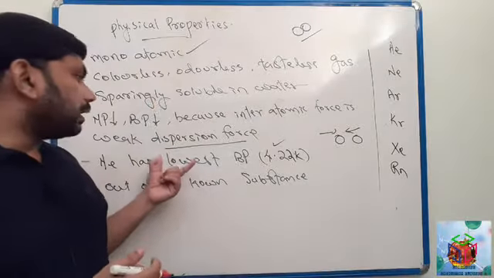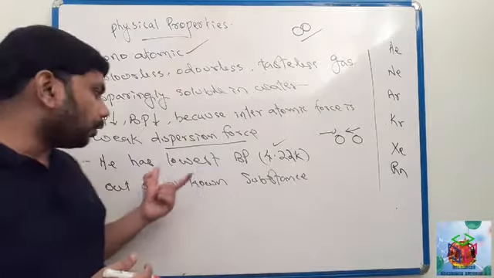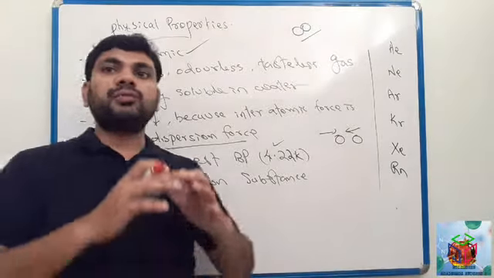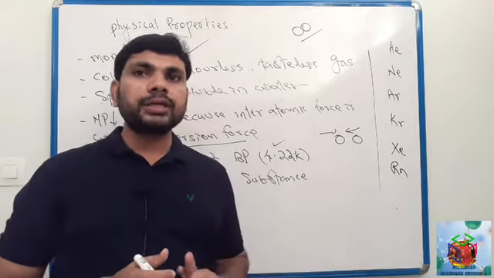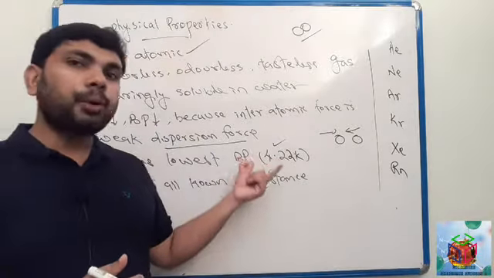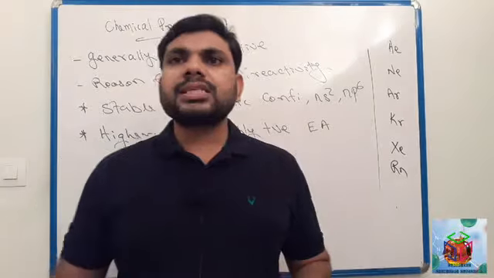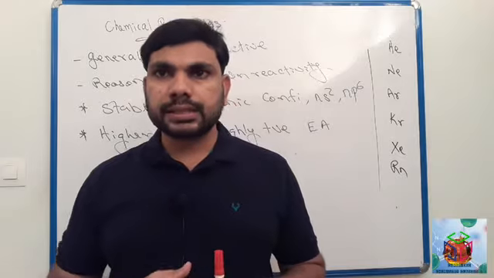Out of all known substances, helium shows the lowest boiling point. This boiling point is 4.22 Kelvin. Clear? Okay, next we have to discuss chemical reactions of noble gases.